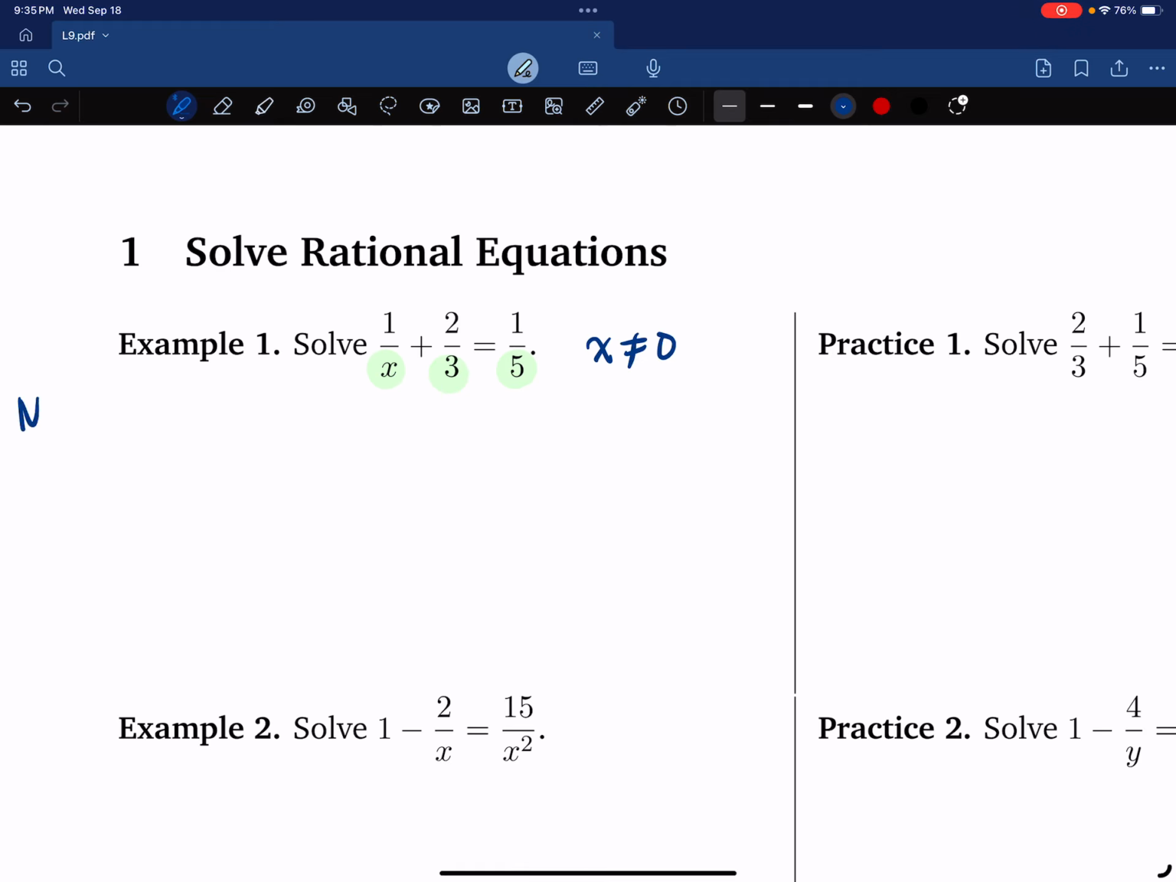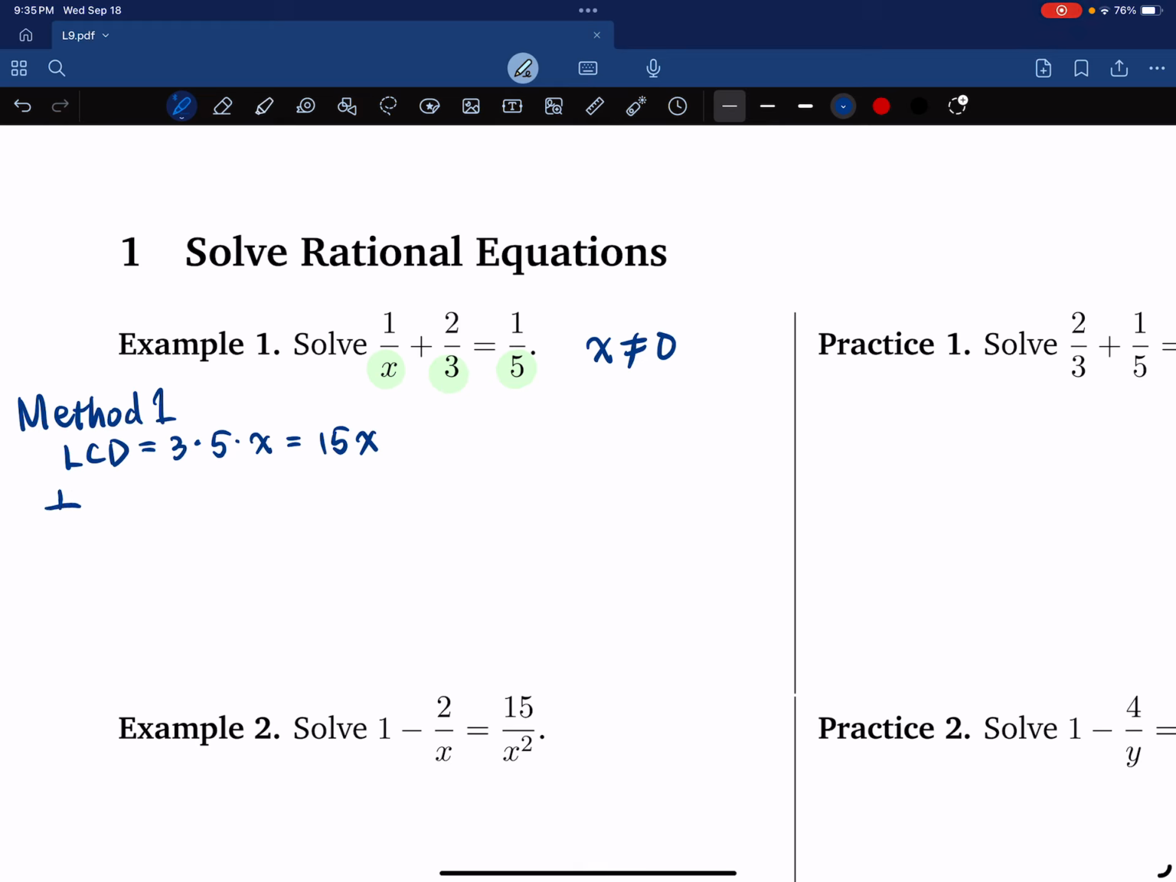So method number 1 is you could convert all of them to the same denominator because we have fractions, right? So that means we need to find the LCD. The denominators here are very simple. It's just x, 3, and 5. So we know the LCD is simply the product of them, and that will be 3 times 5 times x. And this will give us 15x. That's the LCD. And once you have your LCD, you convert all of these fractions to the same denominator.